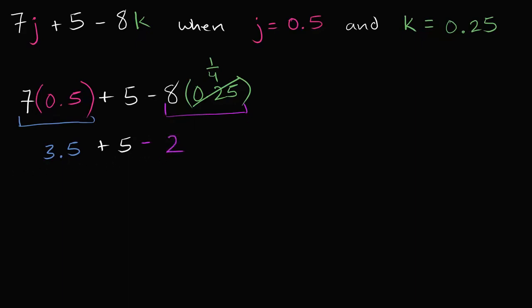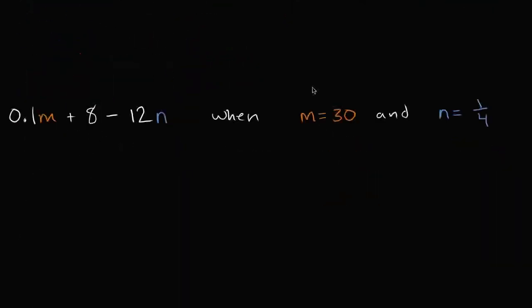And what is this going to be? Well, let's think about it. 3.5 plus 5 is 8.5, minus 2 is going to be 6.5. So this is equal to 6.5. Let's do another one of these.